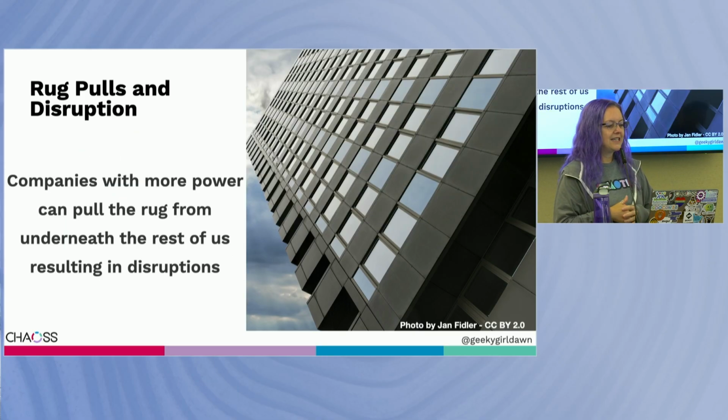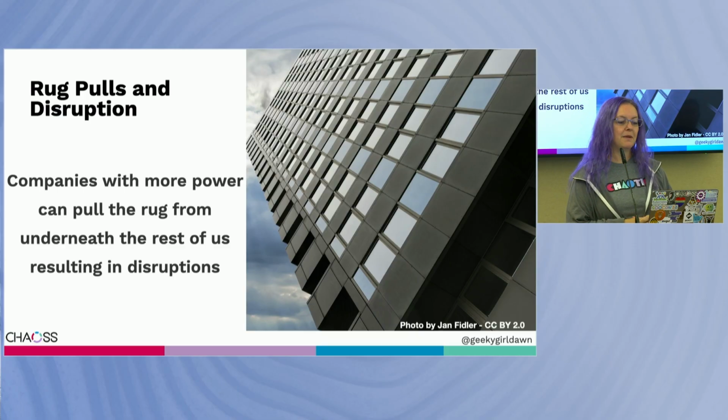So rug pulls, this is just like it sounds. I'm gonna knock this off if I don't move it, since I'm going to continue to talk with my hands. So this is just like it sounds. Companies pull the rug out from under the rest of us when they use open source to build a user base and a community before making a power play and doing something like relicensing or otherwise disrupting the project.